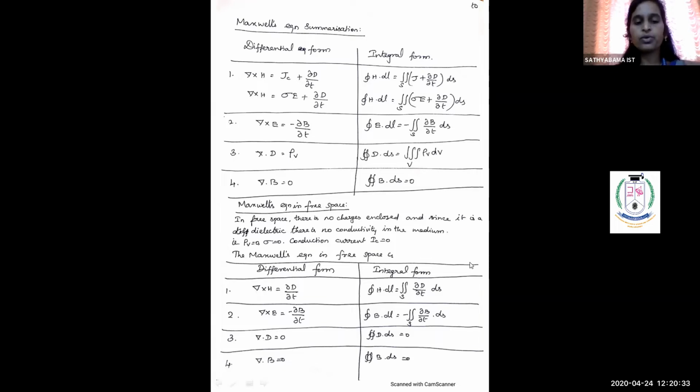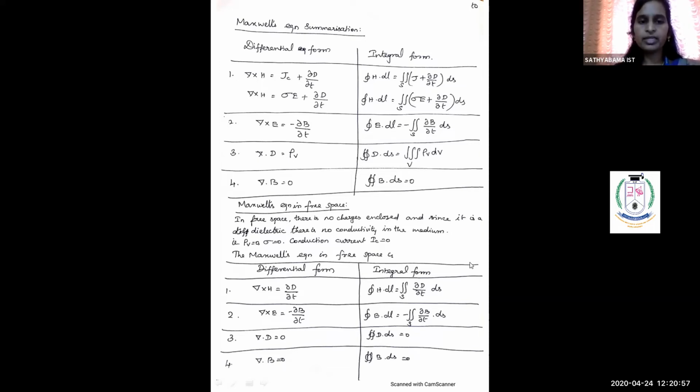Now we are going to write our second equation. There is no rho term or sigma term or IC here. So we are writing our second equation, Maxwell's equation 2, as such. That is del cross E is equal to minus dou B by dou t in differential form, and in integral form, line integral E dot dl is equal to minus surface integral dou B by dou t into ds.